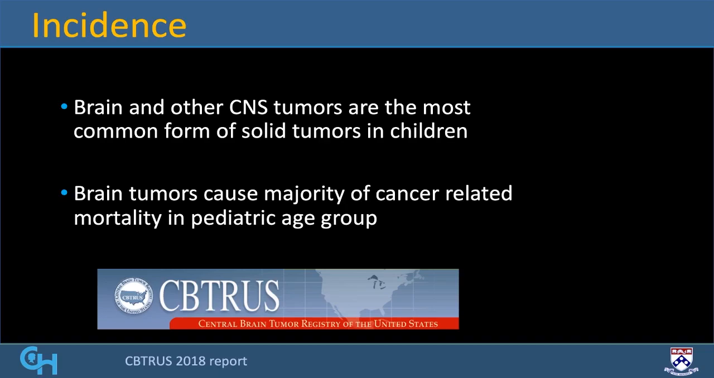Now, brain and other CNS tumors are the most common form of solid tumors in children. And also, brain tumors cause the majority of cancer-related mortality in pediatric age group. These statistics I've referred to from the CBTRUS report, which is the Central Brain Tumor Registry of the United States, that came out in 2018.